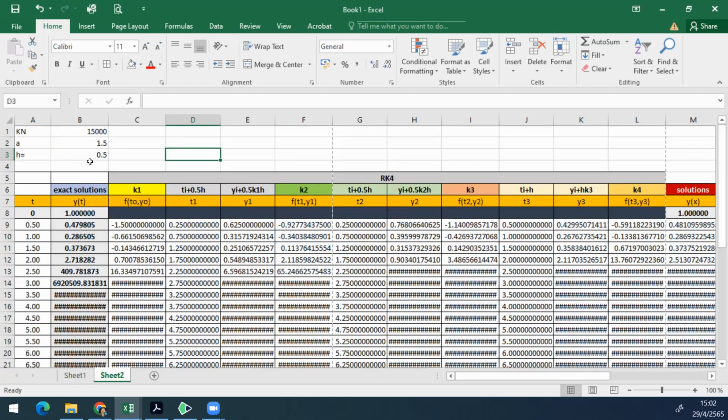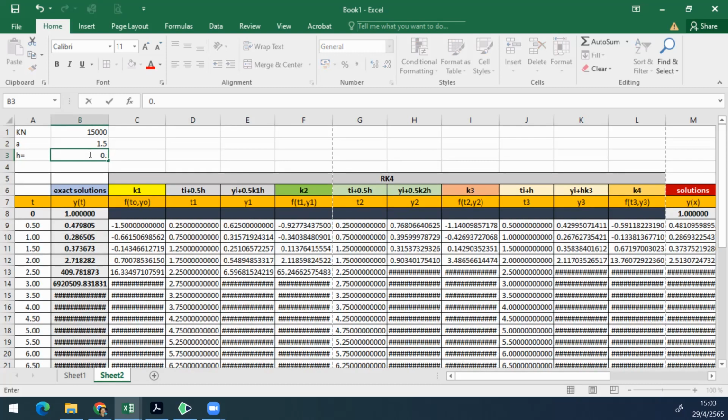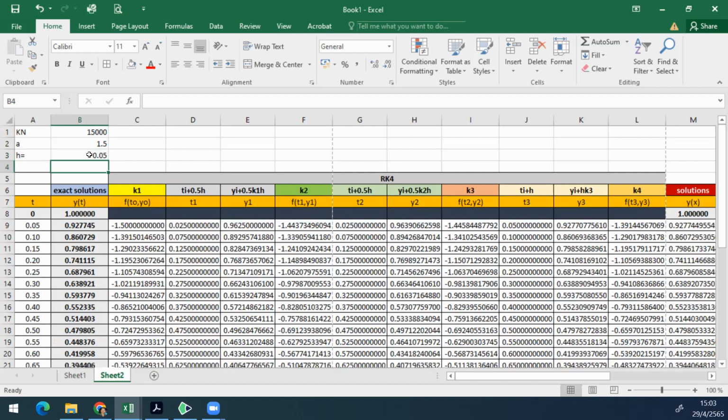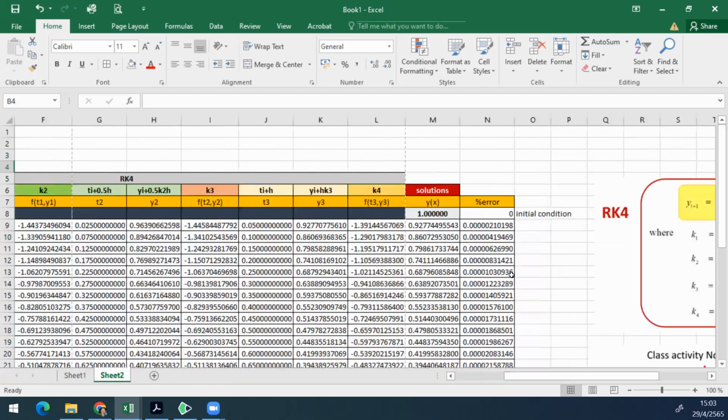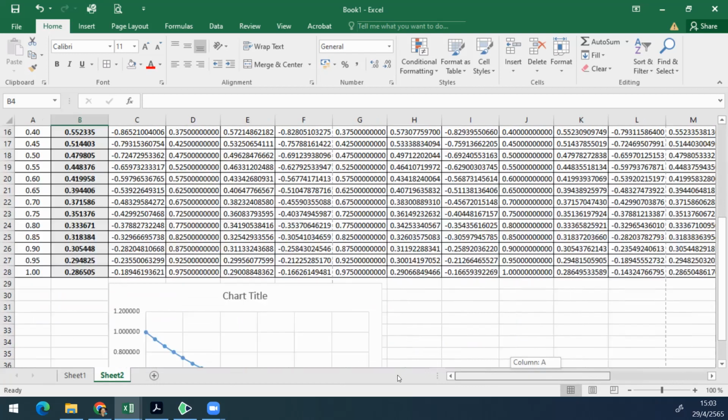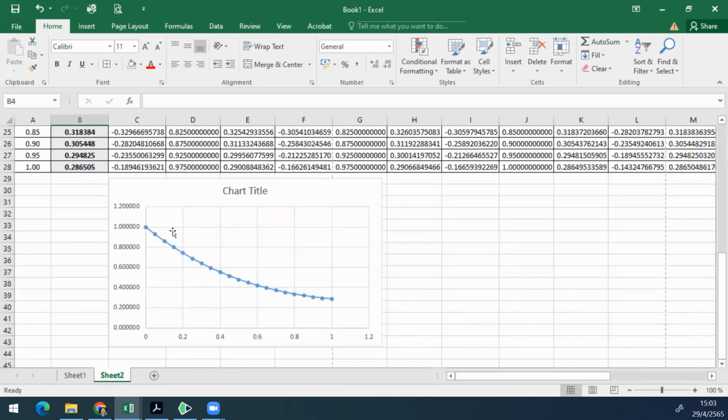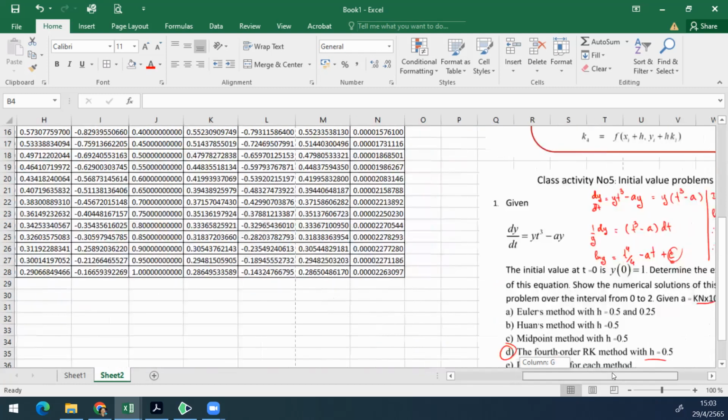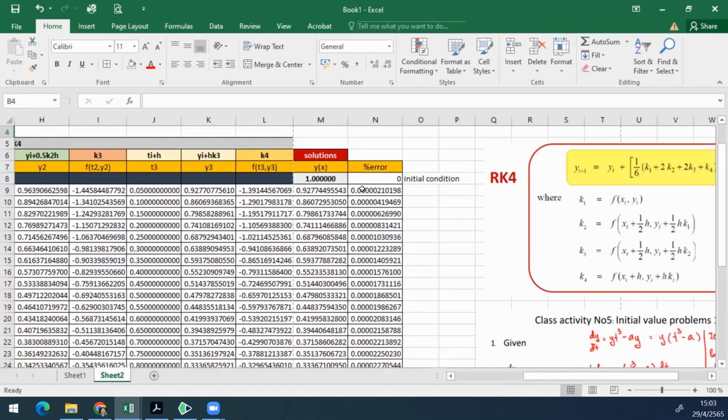If we reduce the step size to maybe 0.05, what happens? The result is very good. You will see that when x is not greater than 1, the graph is something like this. The curve is very smooth, so the solution should be all right. So the Runge-Kutta method is a very good technique to solve the ordinary differential equation for this case.